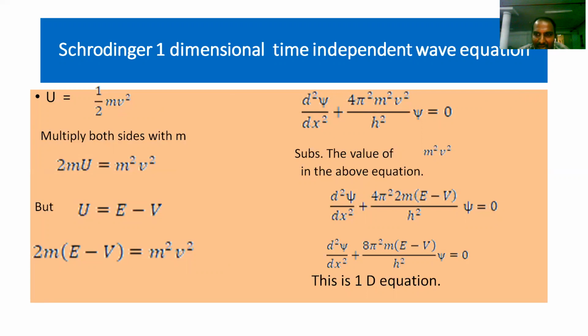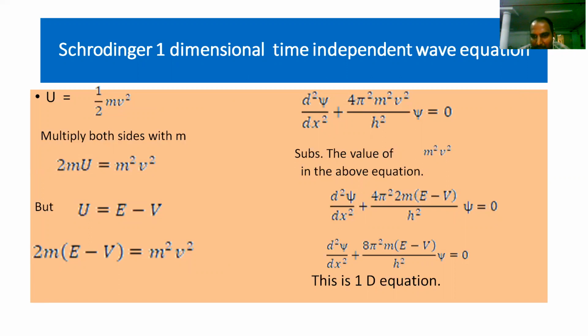As a result, we will get the equation as d square psi by dx square plus 4 pi square into 2m (E minus V) by h square into psi equals 0. And the final expression becomes d square psi by dx square plus 8 pi square m into (E minus V) by h square into psi equals 0.